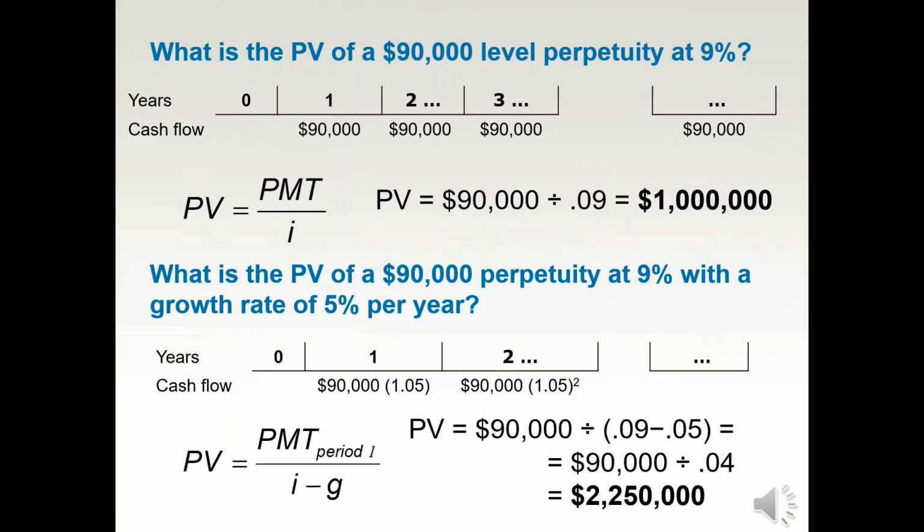Here we can see the difference between a level perpetuity and a growing perpetuity. The growing perpetuity that is calculated at 9% minus a 5% growth rate gives us a much larger present value at $2,250,000.